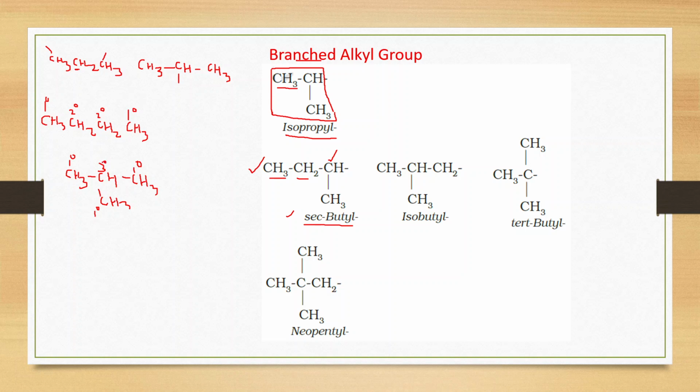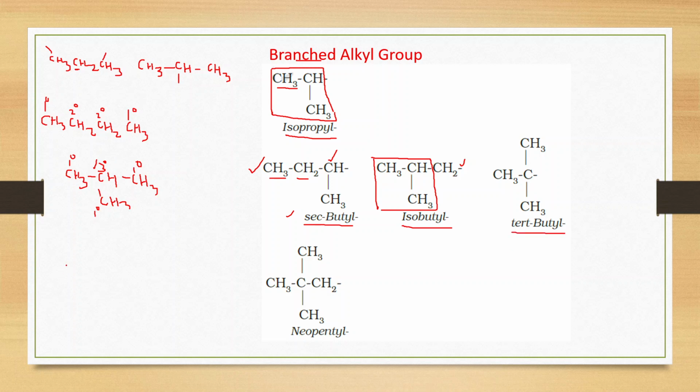Now if from this isobutane, a hydrogen atom from any primary carbon atom is removed, then we will get an alkyl group, and that alkyl group is known as isobutyl. Again, in this case 4 carbon atoms are present, and this part is iso. So this is isobutyl. This dash represents the free valency. But if a hydrogen atom from this tertiary carbon atom is removed, then we will get tertiary butyl.